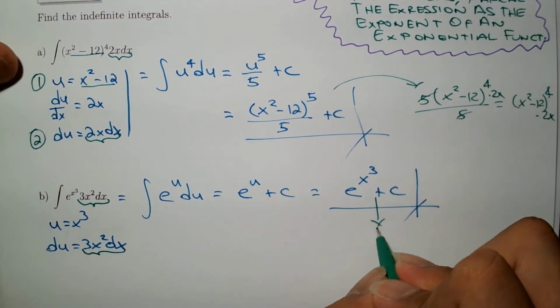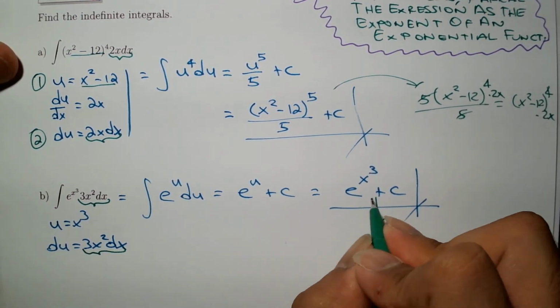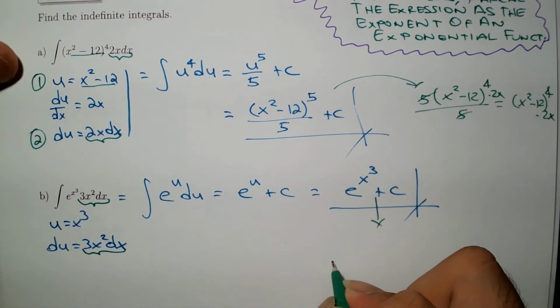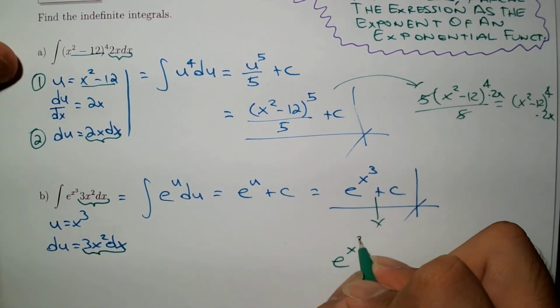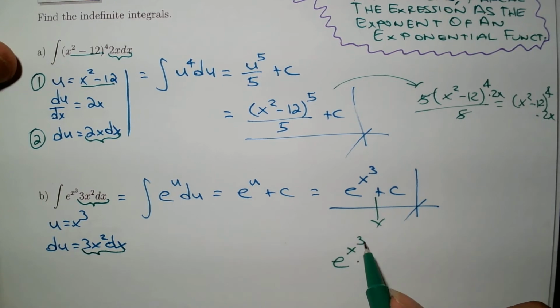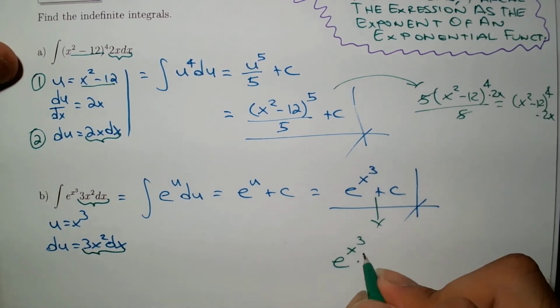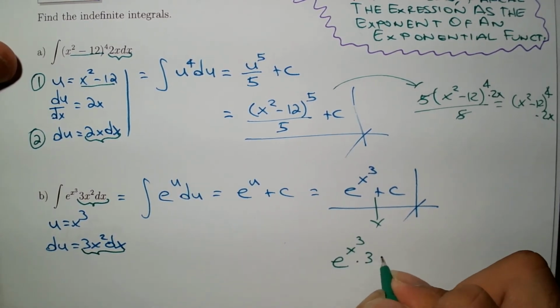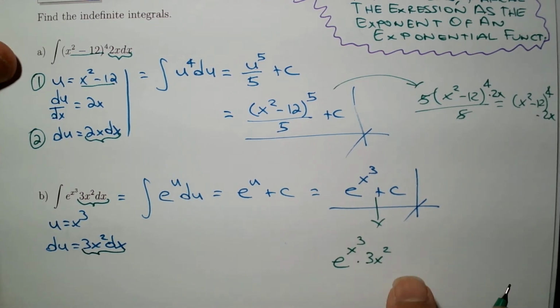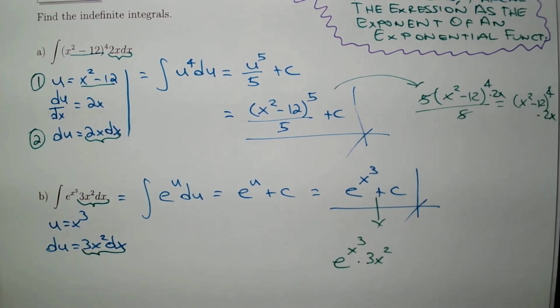Same thing here. Take the derivative. The derivative of an exponential is itself times the derivative of whatever we have in the exponent, which is the derivative of x cubed, which is 3x squared. And the derivative of the constant is 0. And again, notice how it matches the integrand. So we did the integration correctly. Okay, let's turn the page and look at more examples.